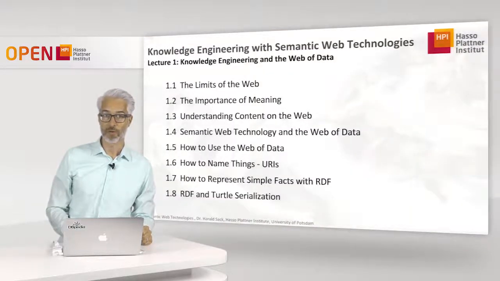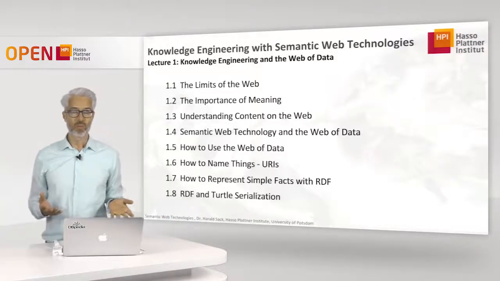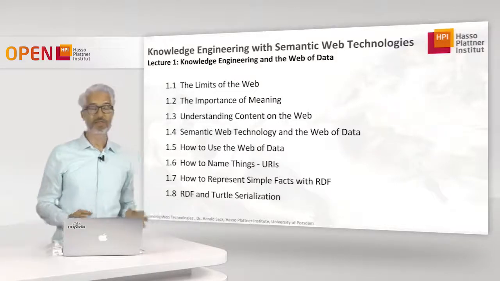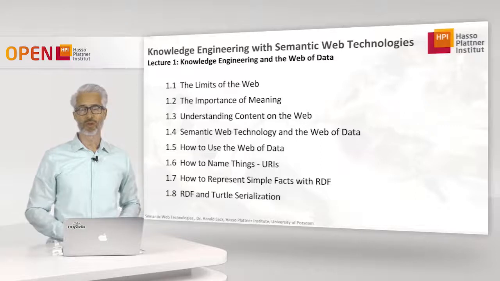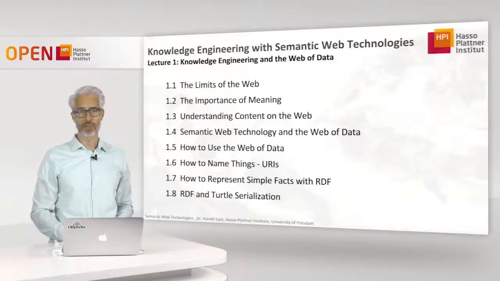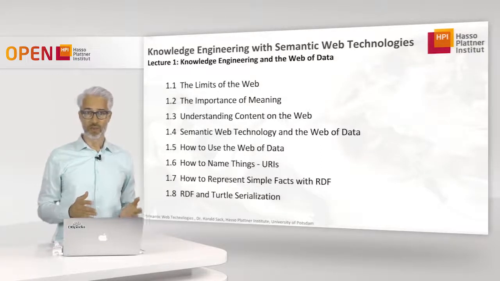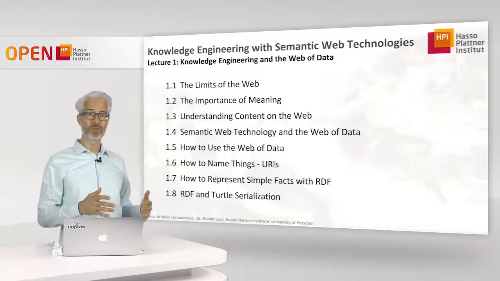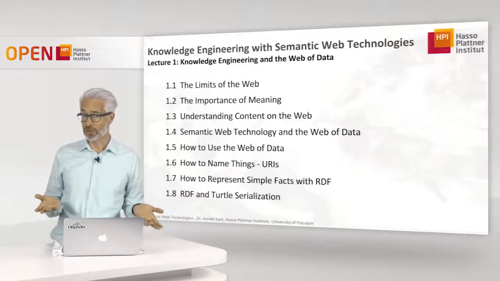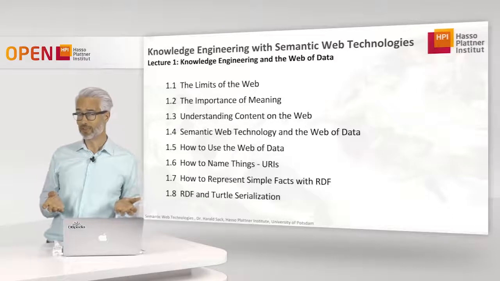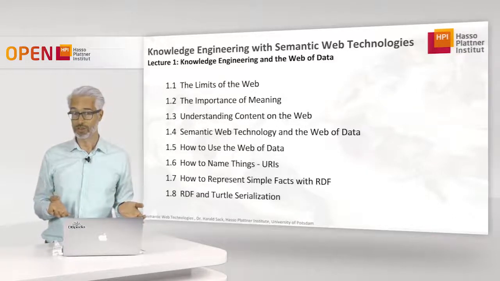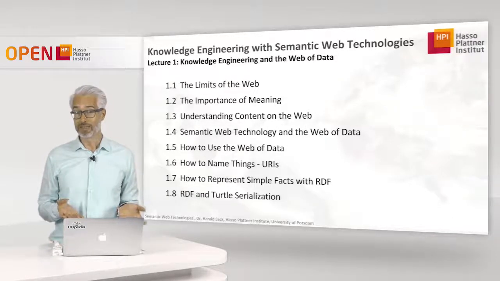So, we will start first with the first section in the course with the limits of the web. So I'm going to show you what the problems are in particular that we currently have with the World Wide Web. It means when it comes to information retrieval. So sometimes, for example, you are not really satisfied with the result of any search engine. So why is it that way?